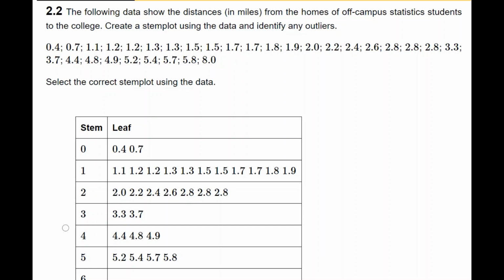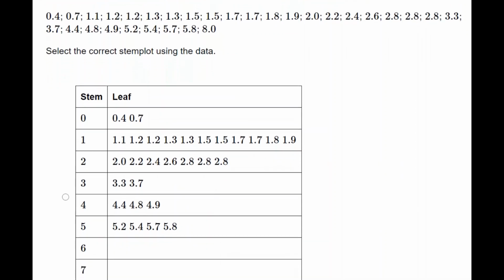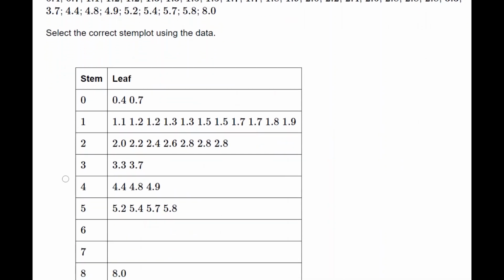Okay, since the data is in order, you can easily see that the minimum number is 0.4 and the maximum number is 8.0. So we have to create a stem starting from 0 through to the number 8, which are to the left of the decimal point. So we know that the stems are always to the left of the decimal point. So we start with 0 and go through to 8 to create the stem.